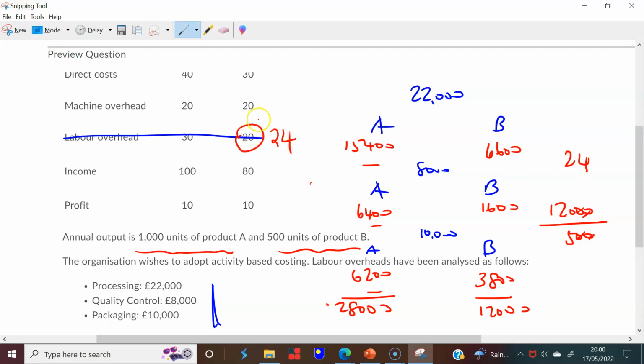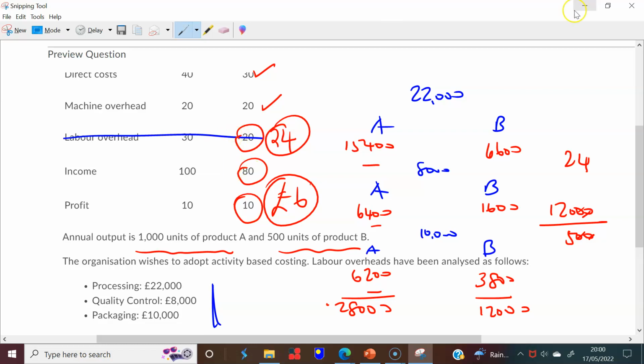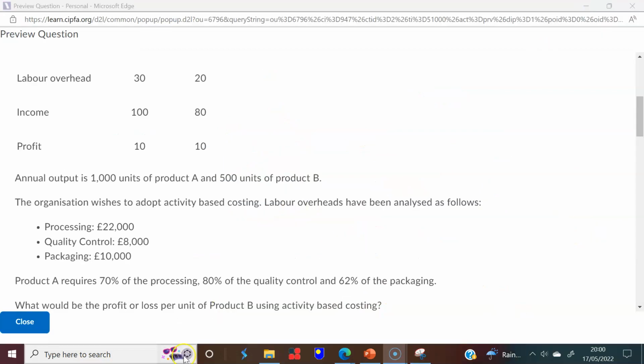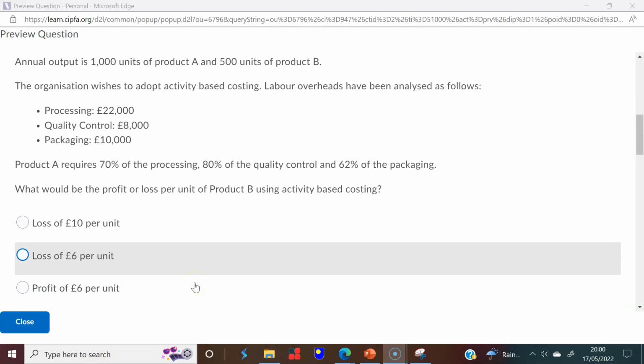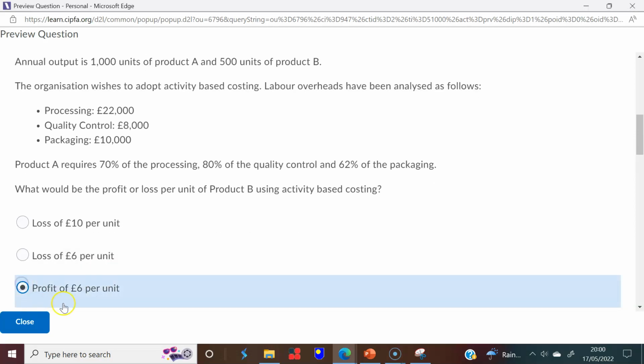Given that you have direct cost of 30, overheads of 20, then you have 24, and you have income of 80, this means that the new profit figure will be a profit of £6. Yes, a profit of £6 because this has increased. I think that's what this question was actually asking for: what would the profit or loss be based on that? And you have a profit of £6. And it'll be this.